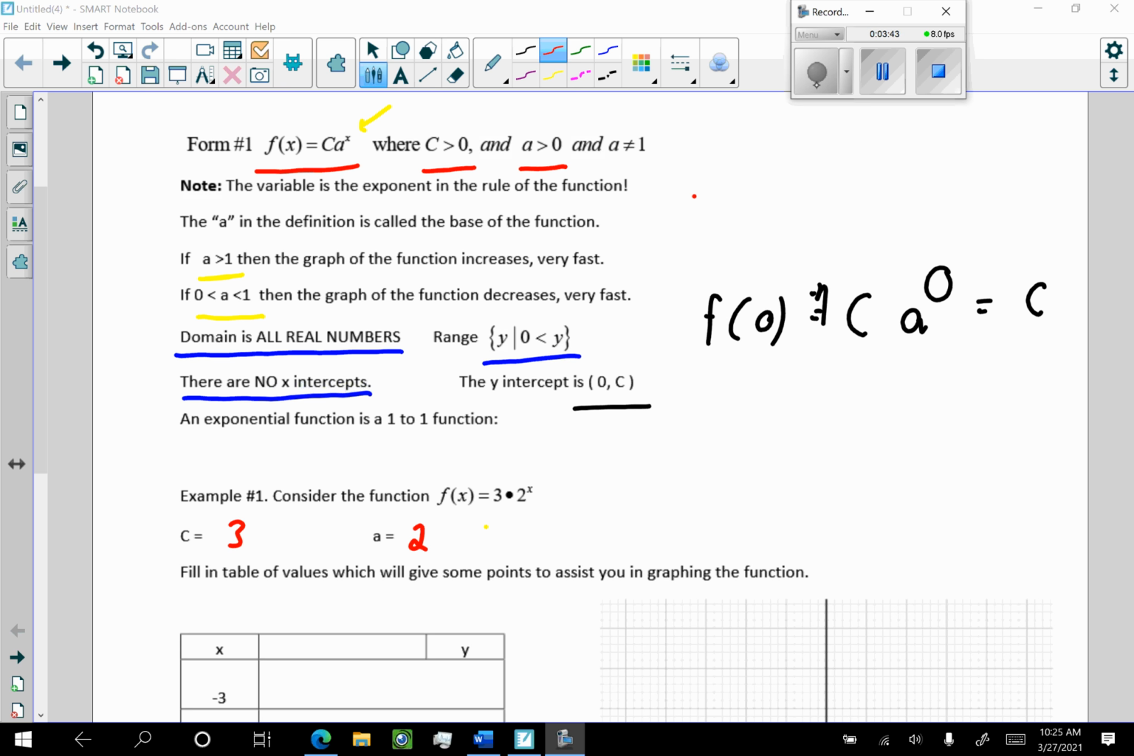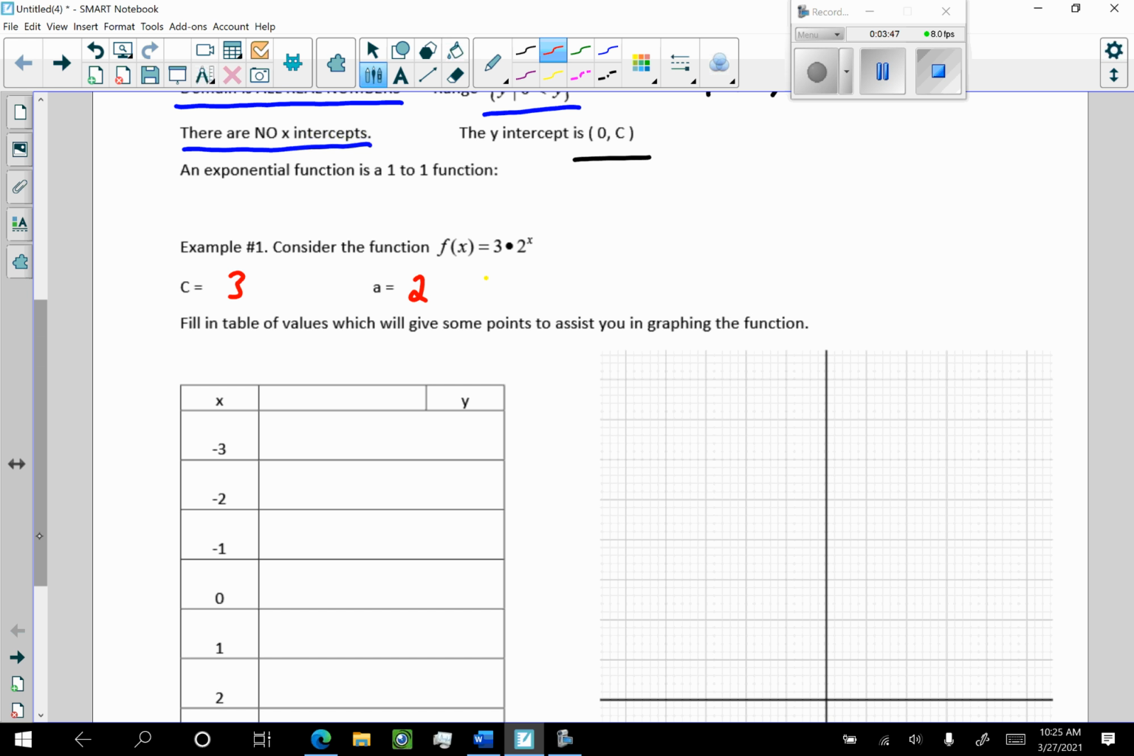And what I'm going to do, just as we did when we were graphing radical functions, I'm going to come up with a series of points. So I'm just going to put some x values in and see what the outputs would be. So if x is negative 3, what do we have? We're going to have 3 times 2 to the negative 3. Well, 2 to the negative 3 is going to be 1/8 times 3. That's going to be 3/8.